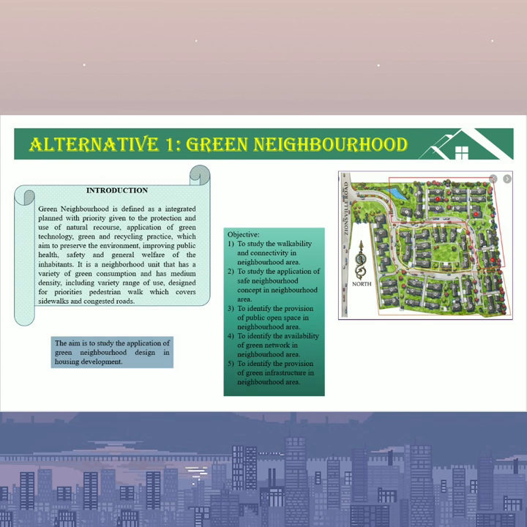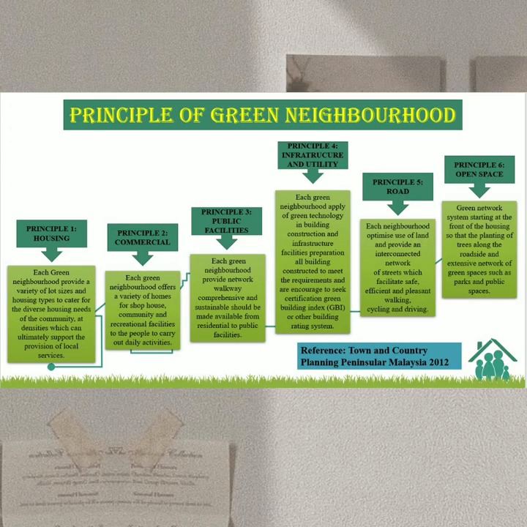The objectives are to study the walkability and connectivity in neighborhood area, to study the application of safe neighborhood concept in neighborhood area, to identify the provision of public open space in neighborhood area, to identify the availability of green network in neighborhood area, to identify the provision of green infrastructure in neighborhood area. Principle of green neighborhood. Principle 1, housing. Each green neighborhood provides a variety of lot size and housing types to cater for the diverse housing needs of the community at densities which can ultimately support the provision of local service.